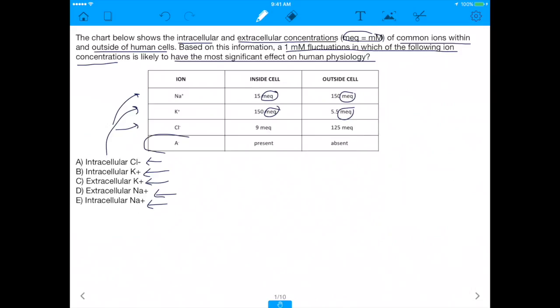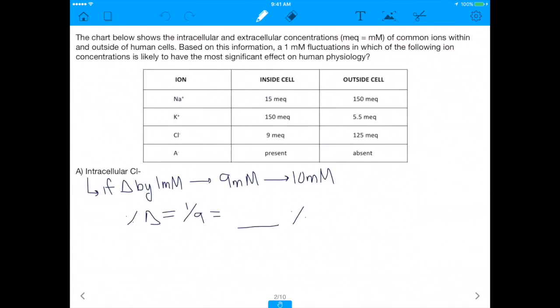And for this problem, we're going to neglect the A, which is anions, because we don't need to worry about them yet. But just know that the three that we are worried about are sodium, potassium, and chlorine. Okay, so now let's go on. The way you want to approach this question is you want to think about it in terms of percent change, because all of these values are different. The only way to standardize amongst them is by using a percent. You want to know how much is 1 millimolar in contrast to how much is actually present.